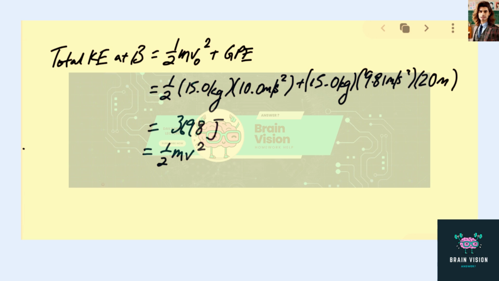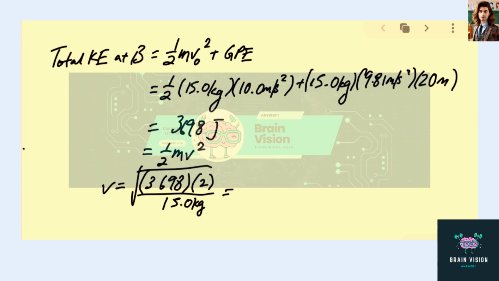Now we equate this to half mv squared, where v is the final velocity at B. So v must be equal to 3698 times 2 divided by the mass. Then we take the square root of this. We should get 22.2 meters per second.